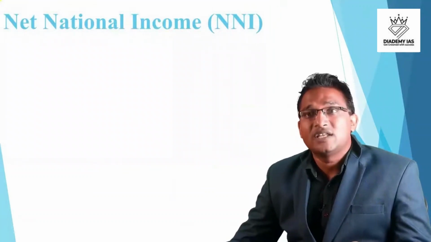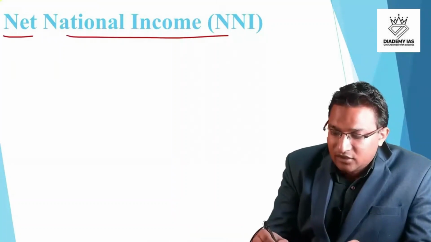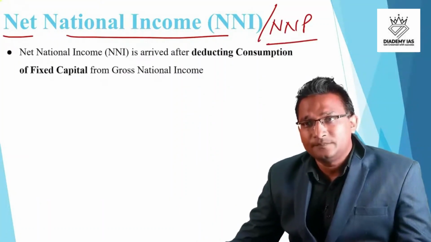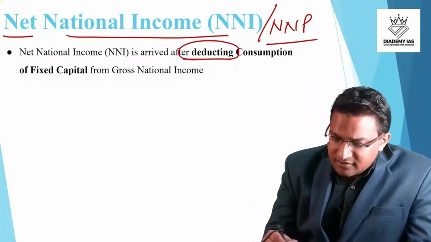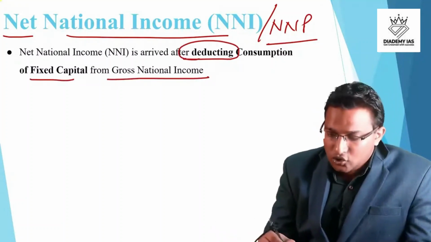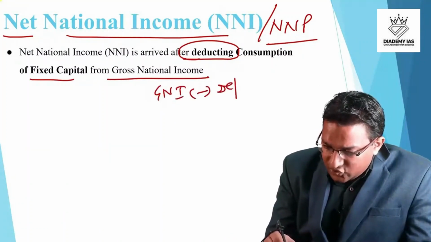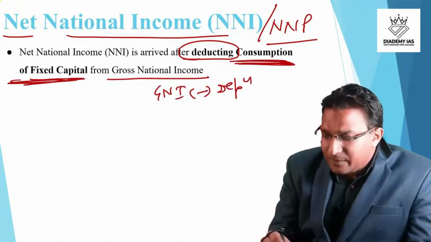Now we have seen the GNI or GNP. Now this is the concept of net national income or net national product. Net national income is arrived after deducting the consumption of fixed capital from the gross national income, right? So this is very simple. GNI minus the depreciation. What is the meaning of consumption of fixed assets? Consumption of fixed assets is nothing but the depreciation.